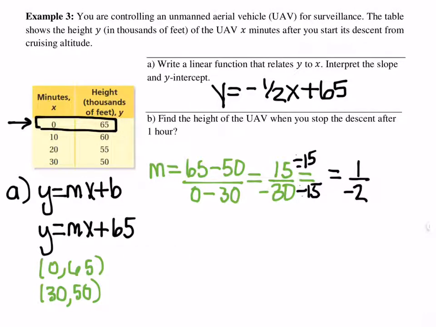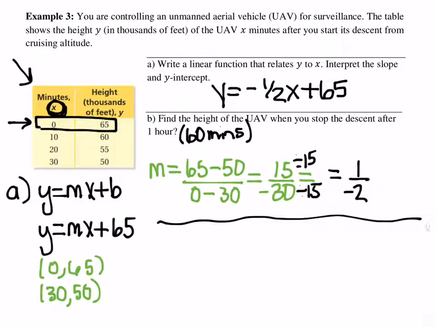So they want us to find the height of your UAV when you stop the descent after 1 hour. So imagine you're controlling this little motorized vehicle for an hour, and you want to know where it is in the sky at that moment. Well, 1 hour is 60 minutes later. And if you look here at minutes, that represents what variable, your x or your y? That's going to be key to understanding where to plug into your formula. And if you notice here, we're at x's. So that means that you need to plug in the 60 wherever you see an x.